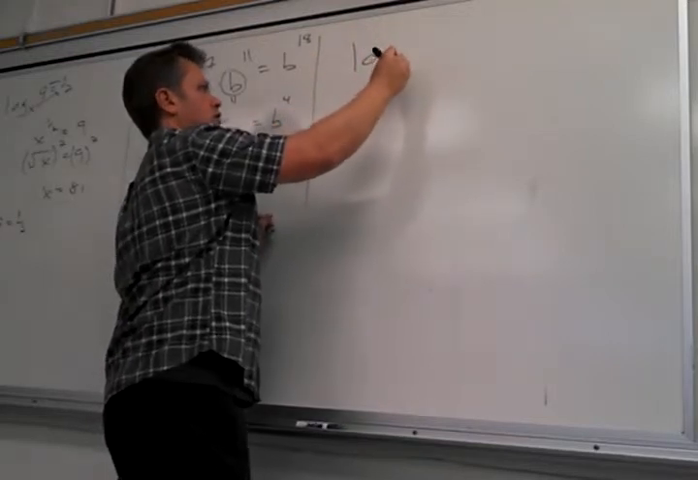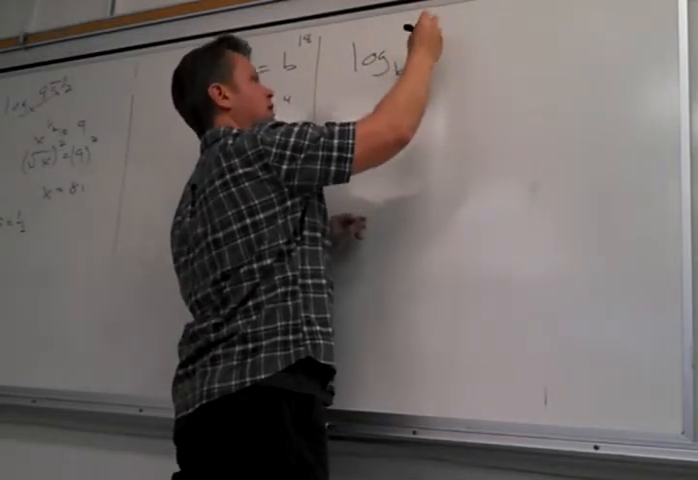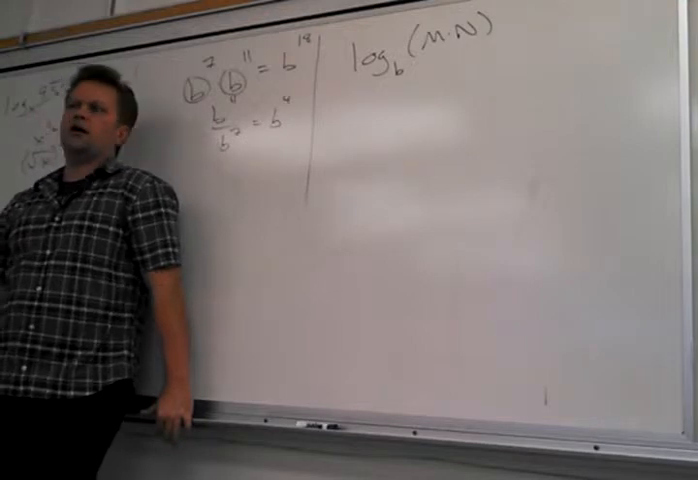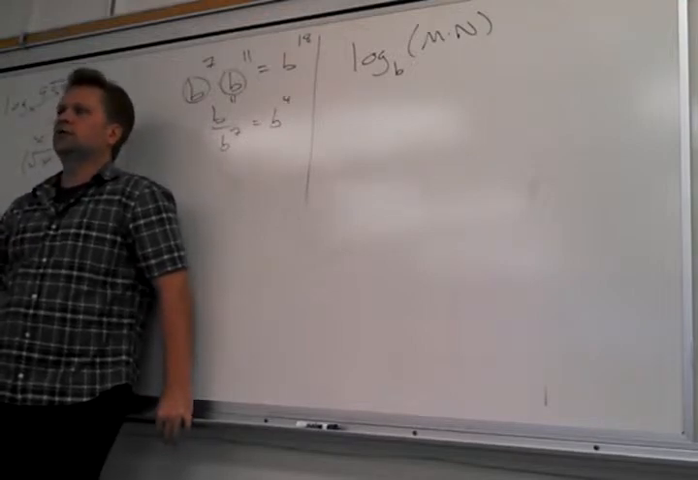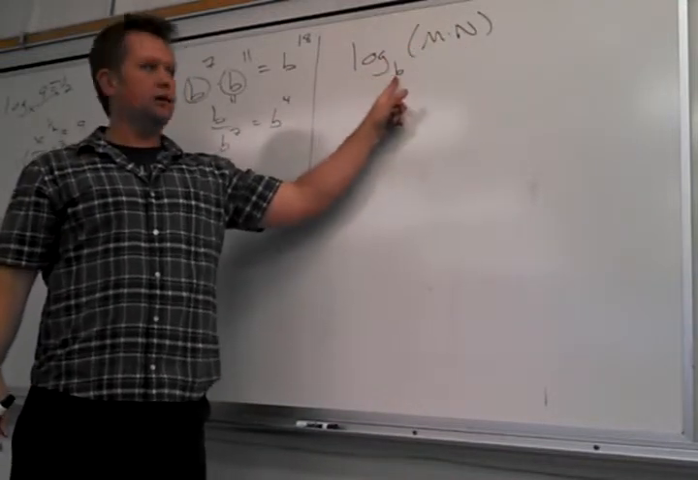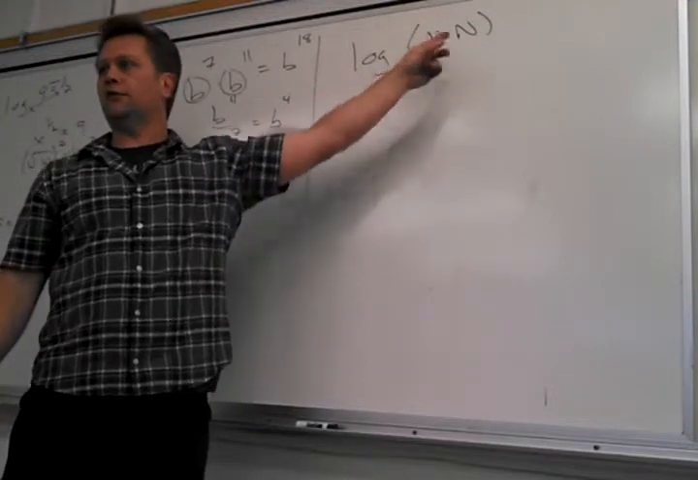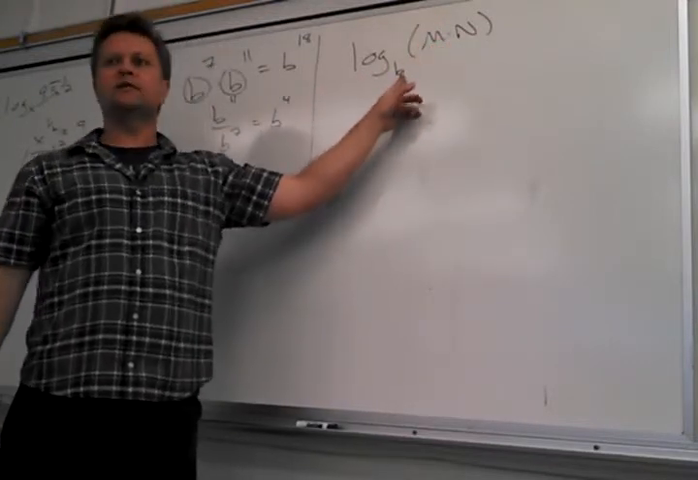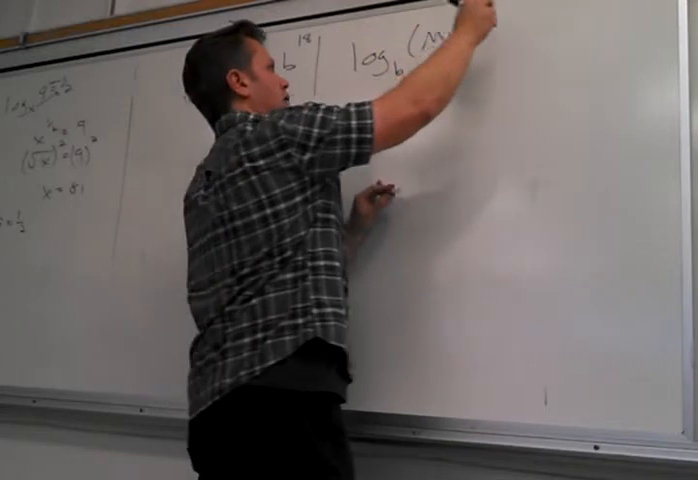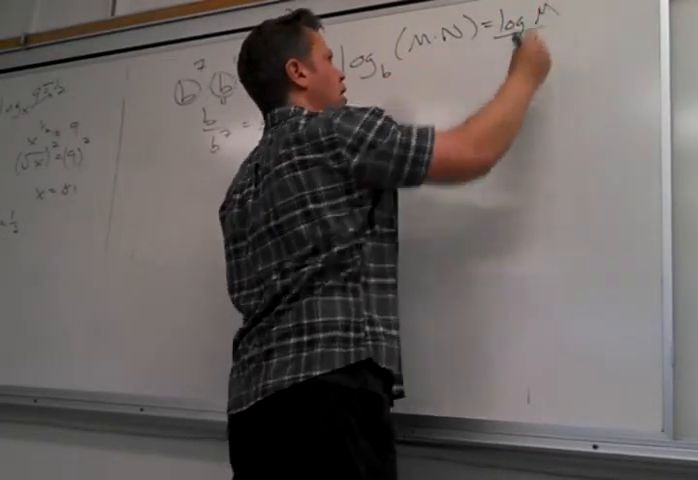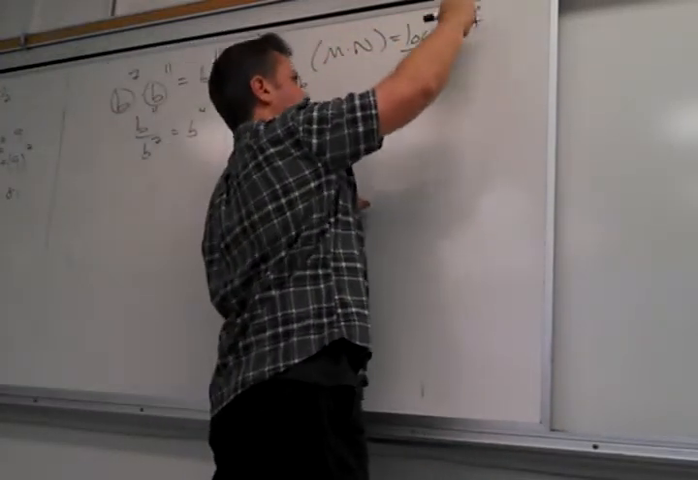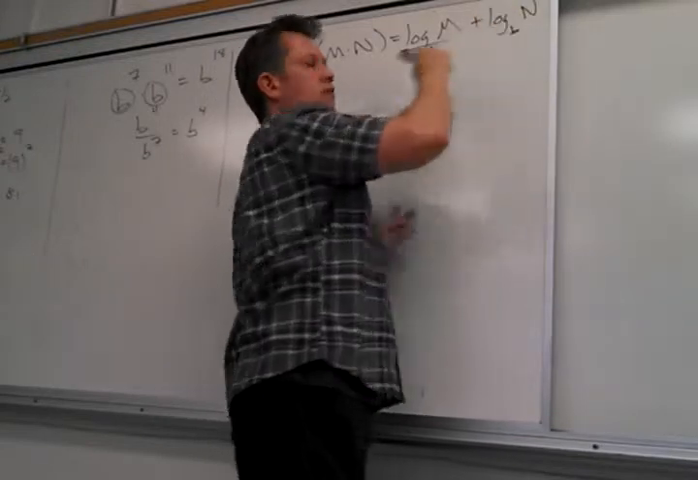So if I have log base b of mn, both of these have base b. Do you see that? This is the base for everything involved. So when I multiply things with like bases, what do I do with their powers? Add them. What is the power on the m? Well, it's log base b of m. That's a power, isn't it? That's a power on the b to make m, plus log base b of n.